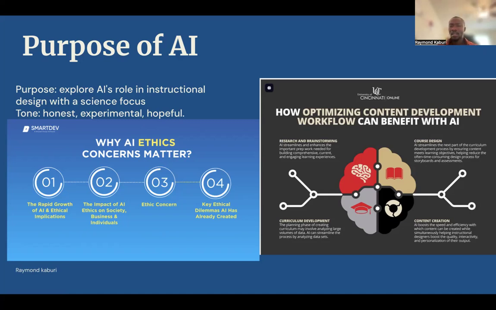Now, the University of Cincinnati Online also talked about how optimizing the content development workflow can benefit from AI. Research and brainstorming is something that AI can be used for, based on what Cincinnati also talked about. It can also help in the phase of curriculum planning and development, and course design. These are all benefits that AI has contributed to our environment, and it also helps us as teachers or academicians in the area of content creation.